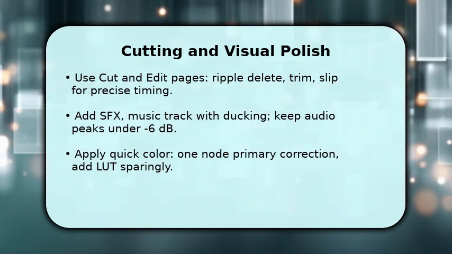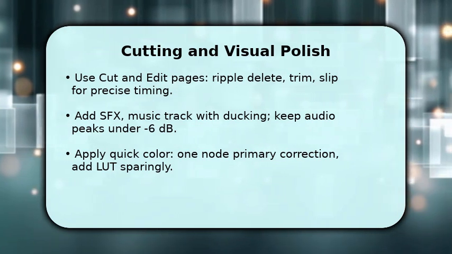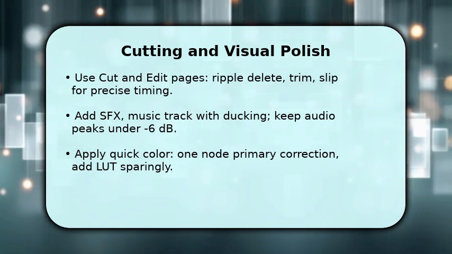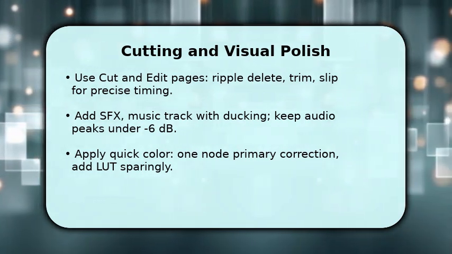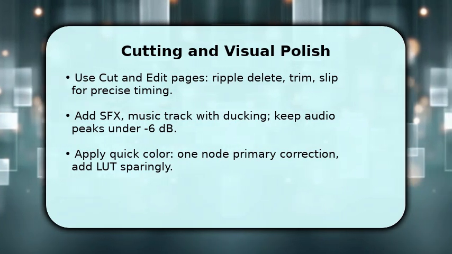Make basic color adjustments with one node for exposure and contrast, and use a subtle LUT only if it enhances skin tones. This keeps visuals consistent throughout the short. Finish by adding clear titles and a bold end card. Position text inside a 10% safe margin so it won't be cropped on YouTube.